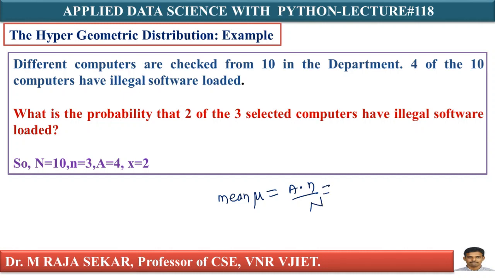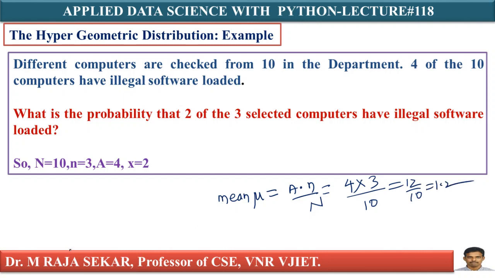What is my capital A? Capital A is the number of successes in the population. Small n is the sample size. Capital N is the population size. We know what these parameters are. What is my capital A value? 4 into small n value 3, isn't it? By capital N, which is 10. 12 by 10 means it's 1.2.